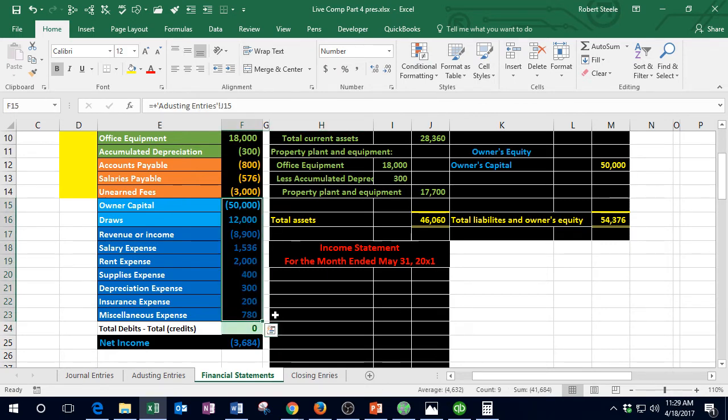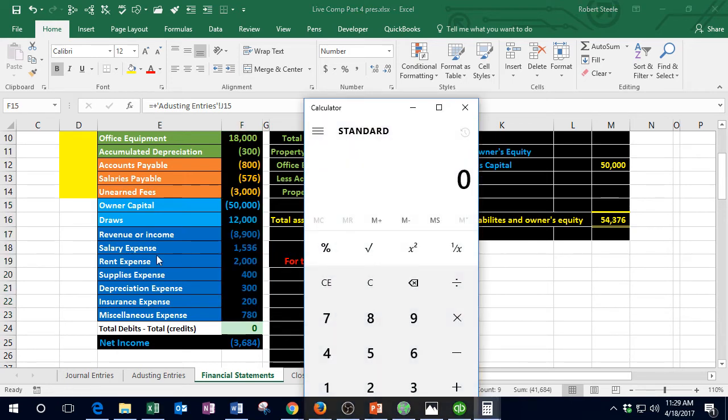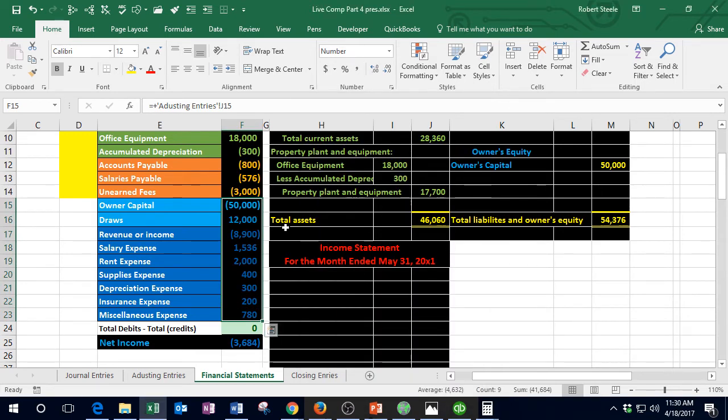Let me do that one more time. We got 50,000 minus 12,000 plus the 89,000 minus 1536 minus 2,000 minus 400 minus 300 minus 200 minus 780. 121,784. And I'm getting 41. What am I doing wrong here?